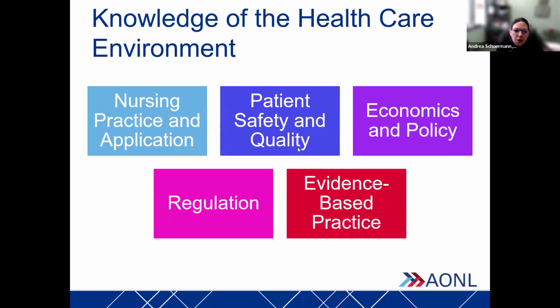Knowledge of the healthcare environment. So we're talking about nursing practice and application, patient safety and quality, economics and policy. We know that really drives a lot of the things that happen in our healthcare environment today. Regulation, and then evidence-based practice. What are we looking for next? How do we look for what the evidence is to support that? What other regulations and things do we need to think about for expansions?